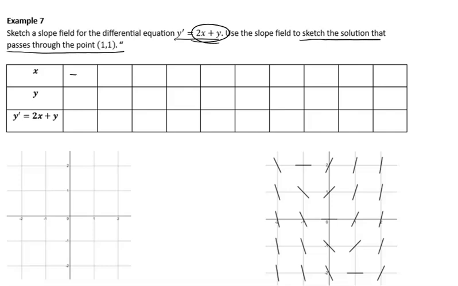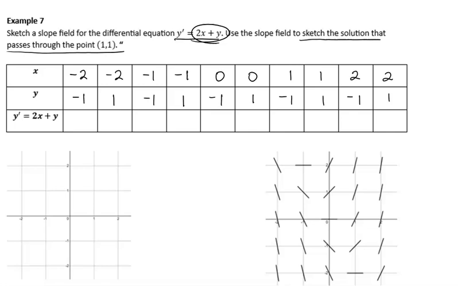So for my x values, I'm going to use negative 2, negative 2, which I'll pair with the y values of negative 1 and 1. Then I'll use x values of negative 1, again with y values of negative 1 and 1. I want to see what's going on at the point 0, negative 1, and at the point 0, 1, at the point 1, negative 1, 1, 1, 2, negative 1, and 2, 1.